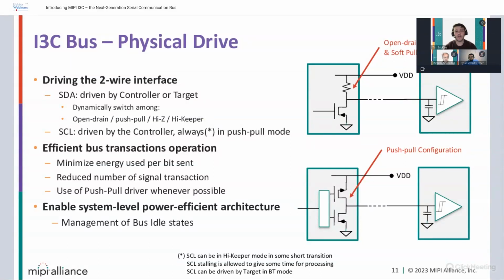Now the SCL, on the other hand, is driven by the controller, and always, with a little asterisk, in push-pull mode. There are a few scenarios that we've listed at the bottom of this slide in which the SCL can be in high keeper or in some other mode, but as a general guidance, the SCL is always in push-pull mode. So what does this do for us? Well, this creates efficient bus transactions, minimizing energy, reducing the number of transactions, and using push-pull mode whenever possible.